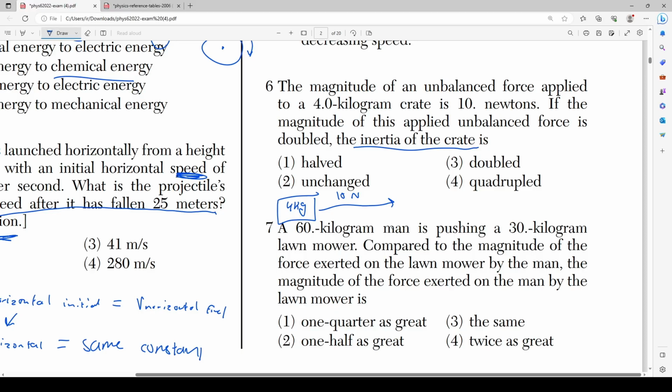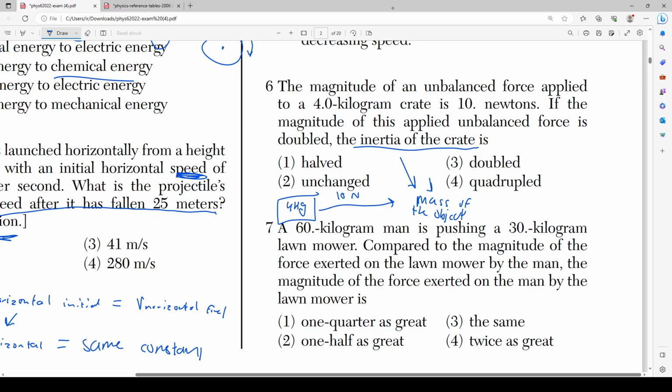Inertia relates to Newton's first law, which says that an object in motion will want to stay in motion. And inertia is really reliant only on the mass of the object. What I mean by this is if you have a very heavy object which is in motion, it's going to want to stay further in motion.